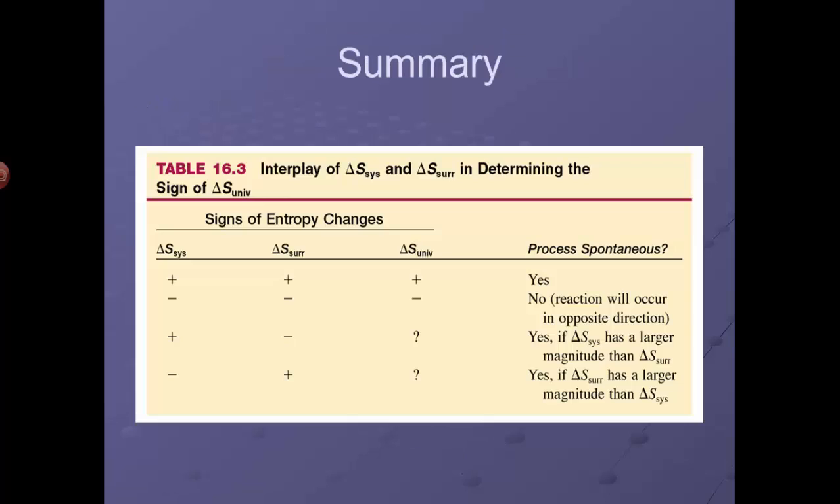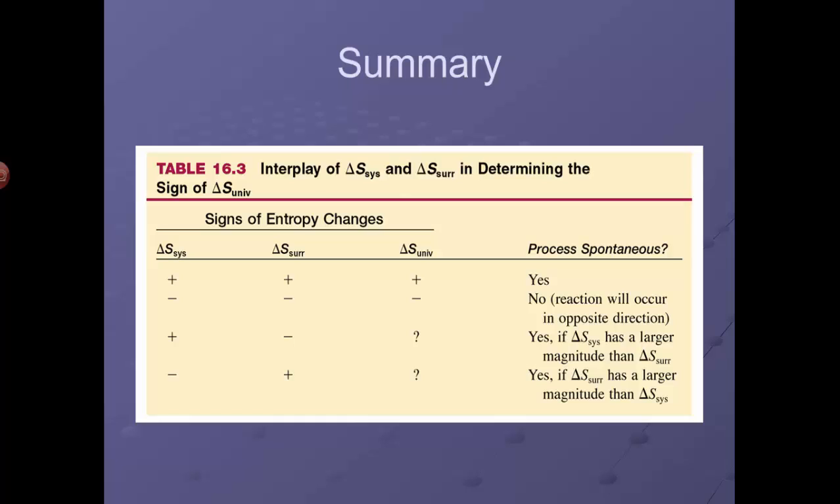So this is some sort of a summary of delta S of the system and surroundings and universe and what's actually going on. So if the delta S of the system is positive, in other words, the system is becoming more disordered and the surroundings are also becoming more disordered, then the whole universe is becoming more disordered. That's definitely a spontaneous process. If the system and surroundings are both becoming less disordered or more ordered, then so is the universe. And that means that the reverse reaction is spontaneous.